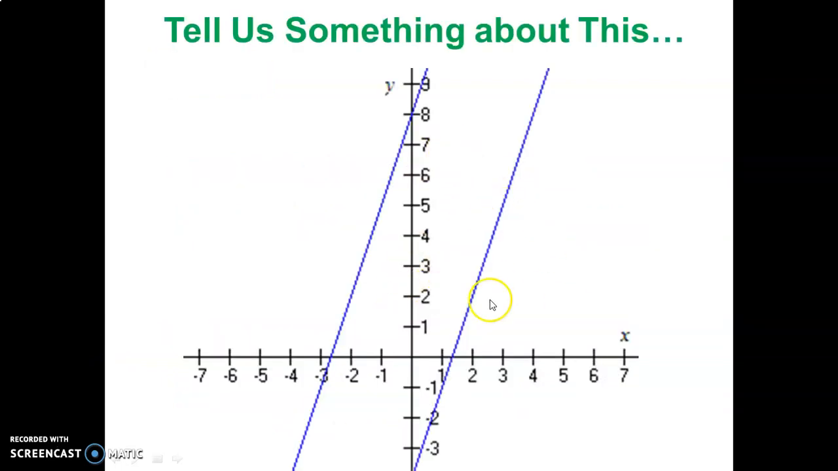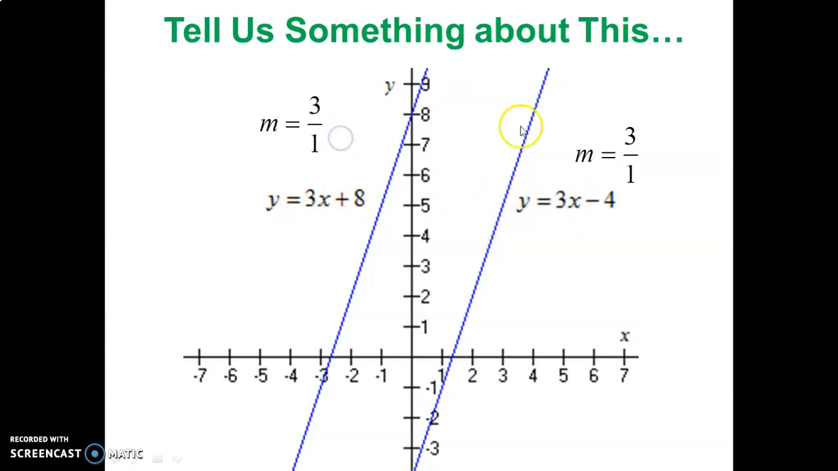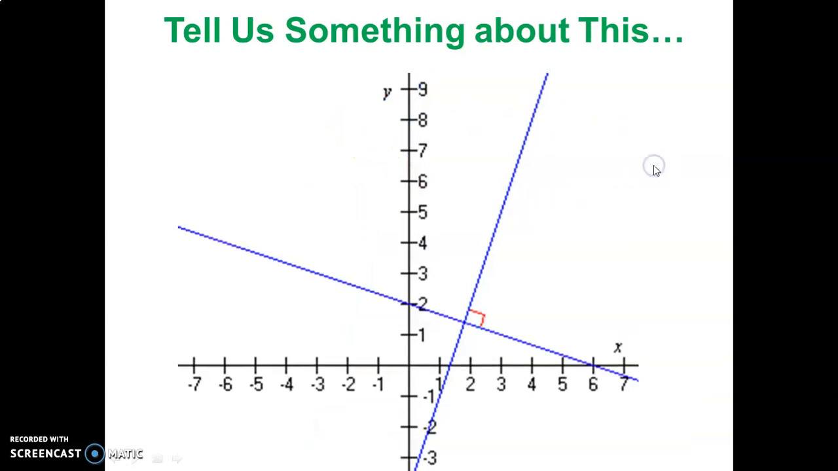First of all, tell me something you notice about these two lines. Well, I hope you said, hey, they are parallel. And when lines are parallel, what's true about their slope? Look at these two equations. And again, I hope you said, hey, their slopes are the same. When two lines are parallel, their slopes are the same. And we can see that here, 3 and 3. There's the slope, 3 over 1. Here's the slope, 3 over 1. They're the same.